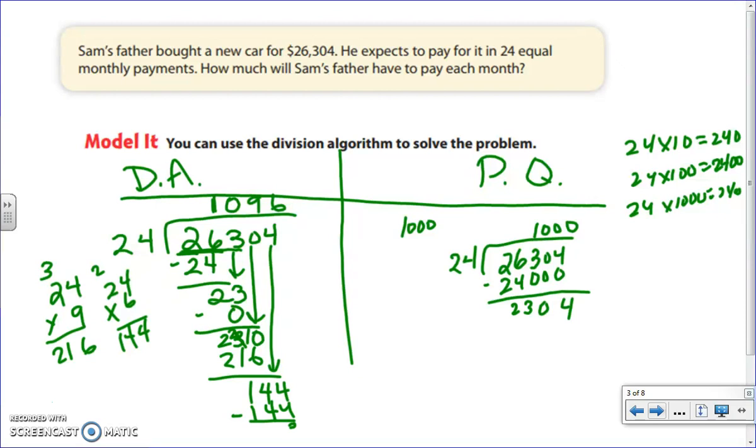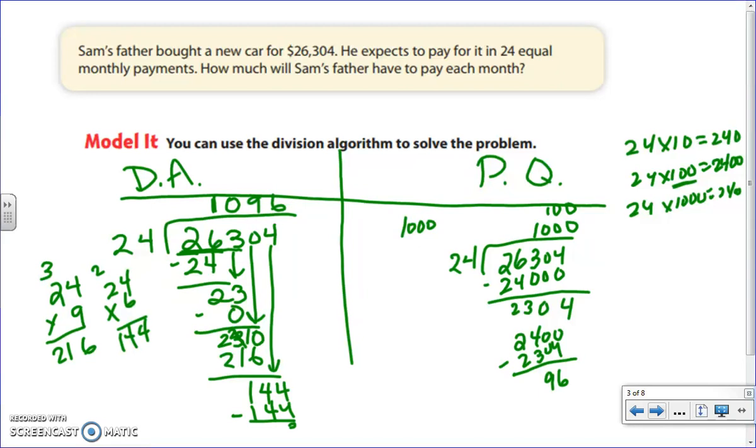So I know that 24 times 100 would be 2400. So we could do this a couple different ways. I could add another 100 on and then see what the difference between 2400 and 2304 is. That would be 96. And then try to figure out how many.